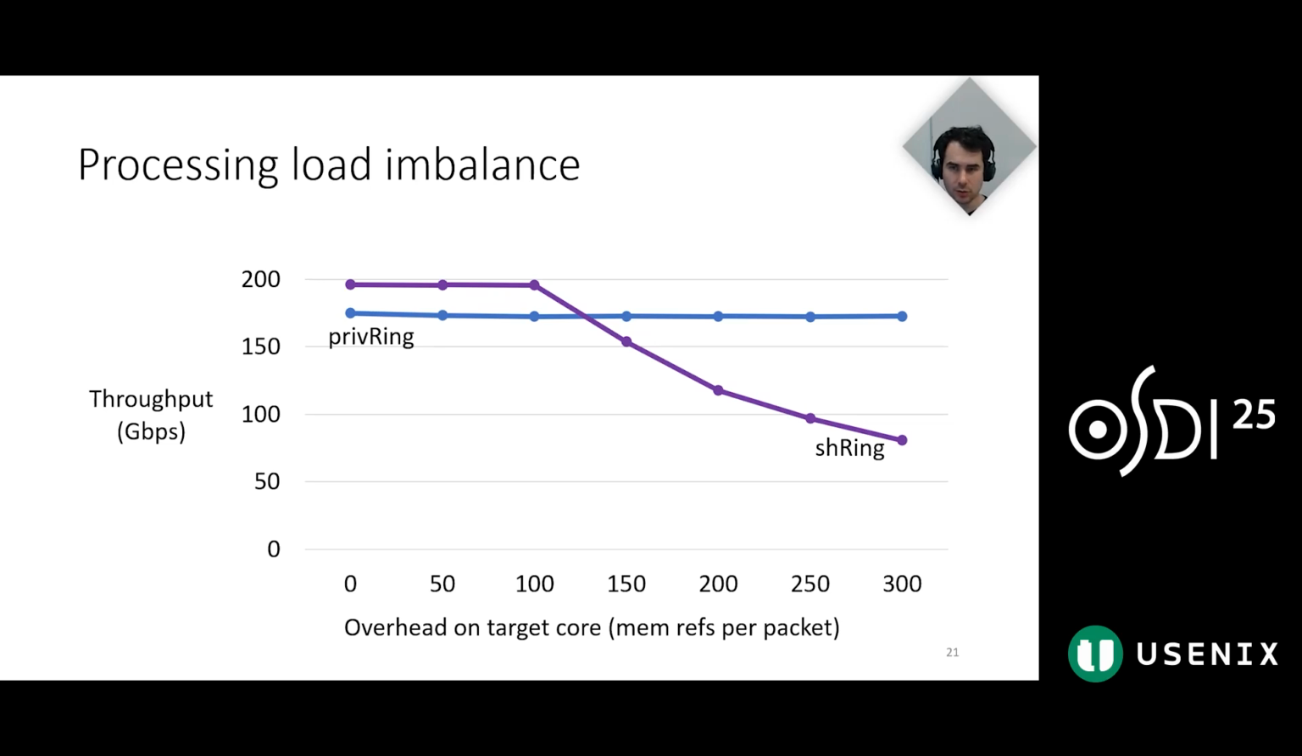In contrast, shRing achieves line rate when the overhead on the target core is below 100 memory accesses per packet. Beyond that, shRing performance starts dropping. This happens because the slow target core prevents other cores from making progress. Dynamic shRing heuristically identifies the load imbalance and switches to private links instead. rxBisect is the only architecture that achieves line rate at the most imbalanced point, demonstrating that rxBisect provides a small working set by efficiently sharing buffers during load imbalance.